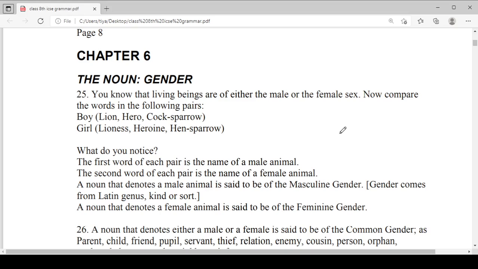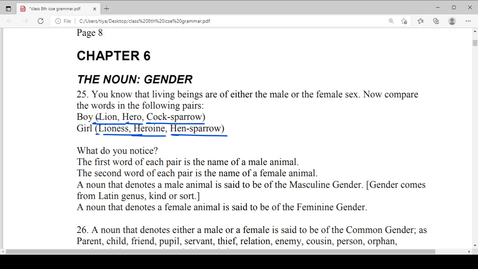We know that on earth we have two types of sexes, the female sex and the male sex. And in the noun also we have female and male genders. Like boy, or the male gender, we have examples: lion, hero, cock sparrow. And for the female gender, the female of lion is lioness, hero will be heroine, cock sparrow will be hen sparrow.